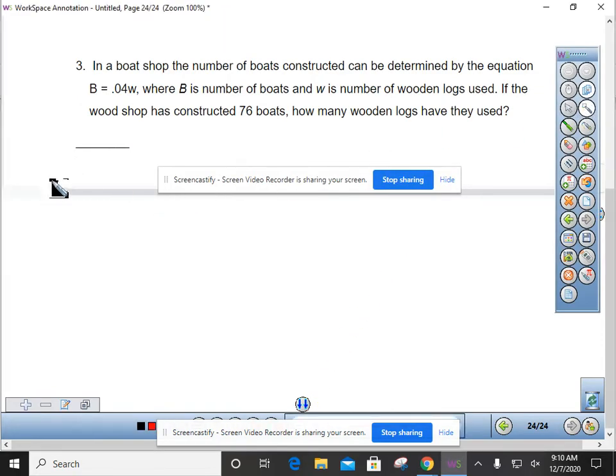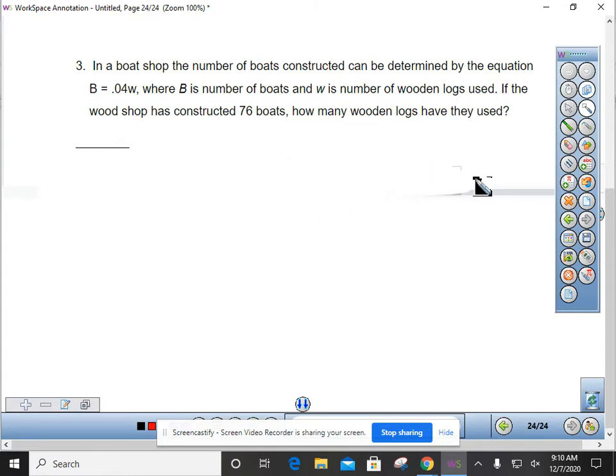Okay, on to number 3. I'm going to read it, and you read it silently to yourself. In a boat shop, the number of boats constructed can be determined by the equation B equals 0.04W, where B is the number of boats and W is the number of wooden logs used. If the wood shop has constructed 76 boats, how many wooden logs have they used?